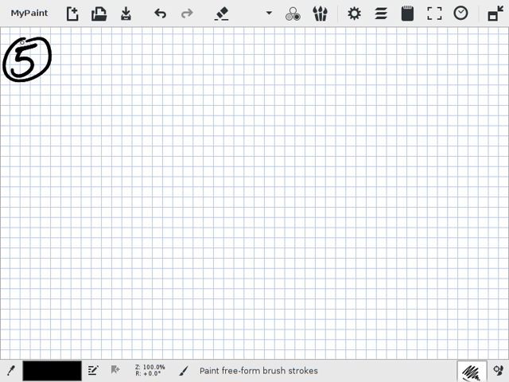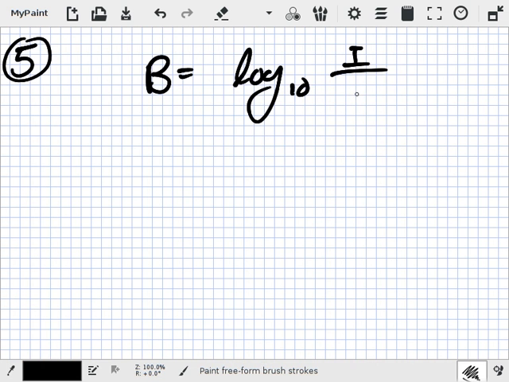Loudness is measured in bels, where B is log base 10 of I over I0. And I0 is a constant, and I give you the value of I0, it's 10 to the minus 12. I'm not sure actually. Is it 1L? I'll have to double check that.